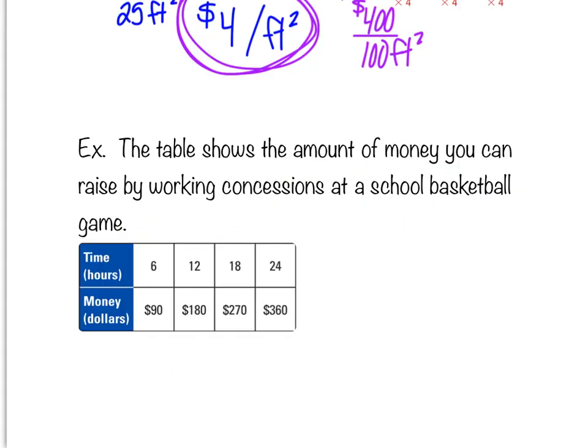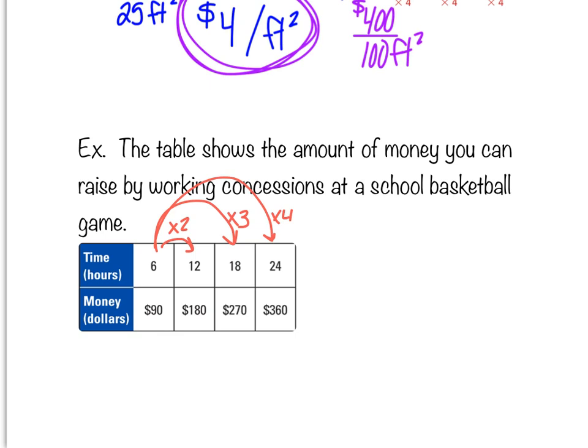Here's another one with another table. It says, this table shows the amount of money you can raise by working concessions at a school basketball game. So if you work 6 hours, you will make $90. If you work 12 hours, you can make $180. So you can see what they did is they just multiplied that first ratio by 2. Okay, and then they multiplied by 3 to get this one, and then they multiplied by 4 to get that one. So these are all equivalent ratios.